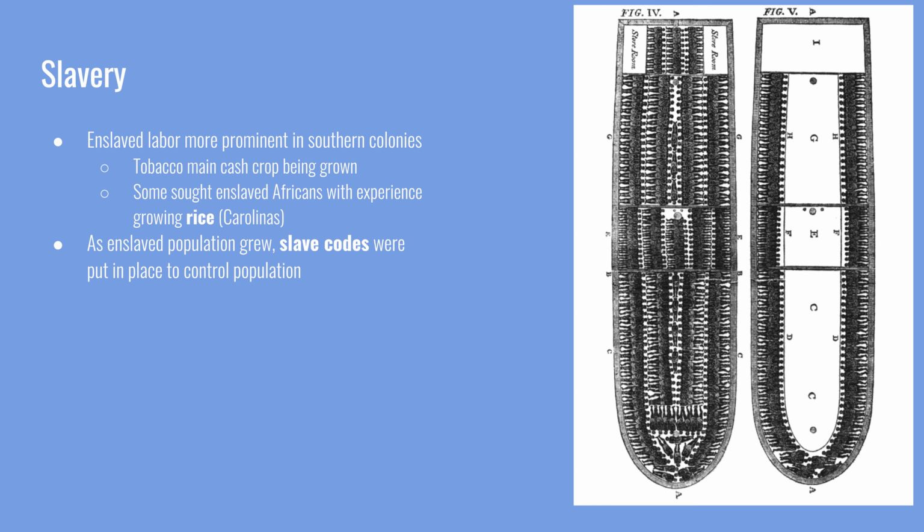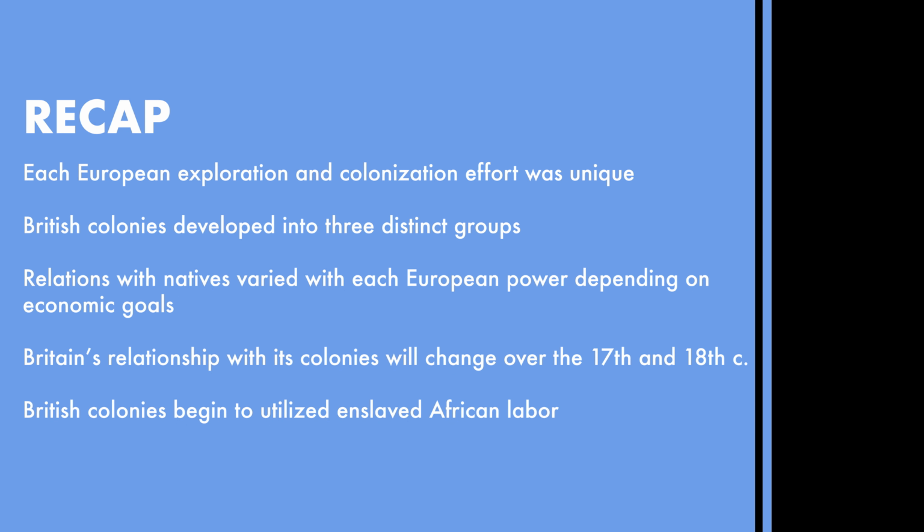It devalued enslaved people's lives by giving impunity to enslavers in the event of an enslaved person's death. It restricted their movement by instituting a pass system and punished anyone who was thought to be helping the enslaved person's condition. Alright, finally here is your recap.